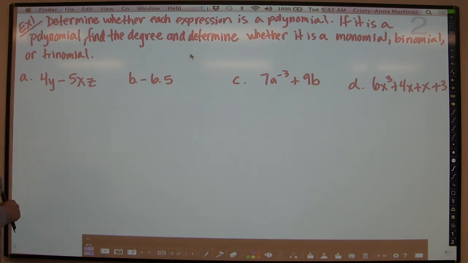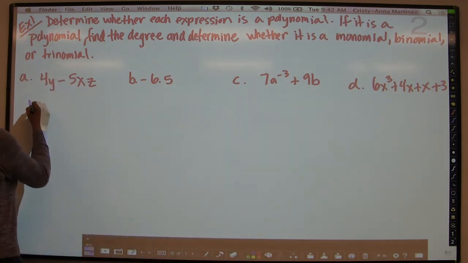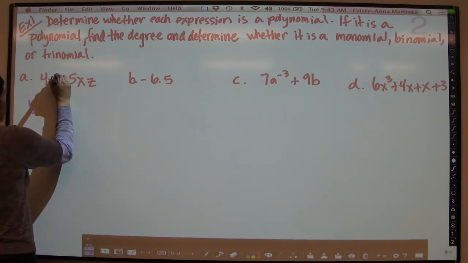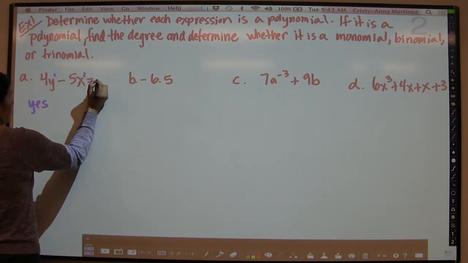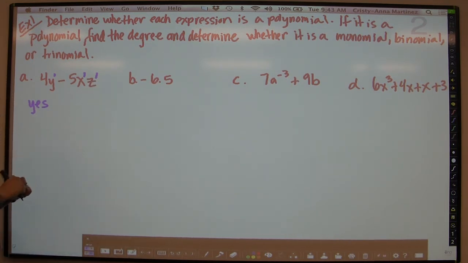So for part A, we have here yes. This is a big fat yes. I want to let you know that it's totally okay to have more than one variable, like the 5xz. That is not a problem. But when you have more than one variable and you're trying to find the degree, you have to add the exponents. So here we have 4y to the first and 5x to the first, z to the first. So when you have more than one variable, you want to add those exponents together.